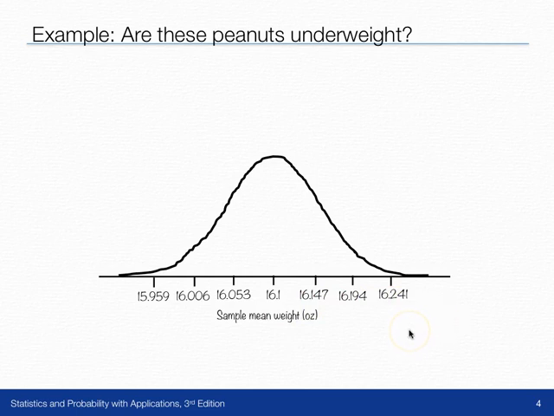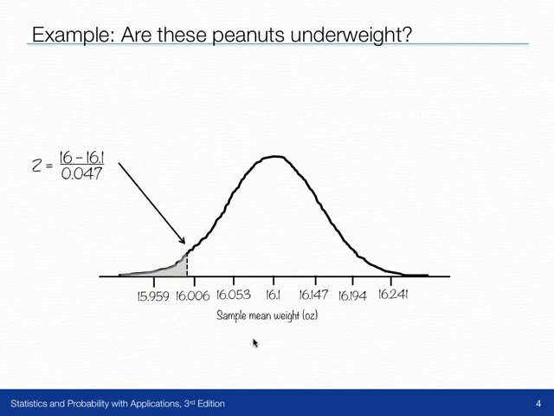We want to know what the probability is that we end up with something 16 or less. So 16 is very close to this number, just slightly less than that number. Right there, there's 16. We want to know what the probability is that the sample mean weight in ounces is less than 16, so this area over here.